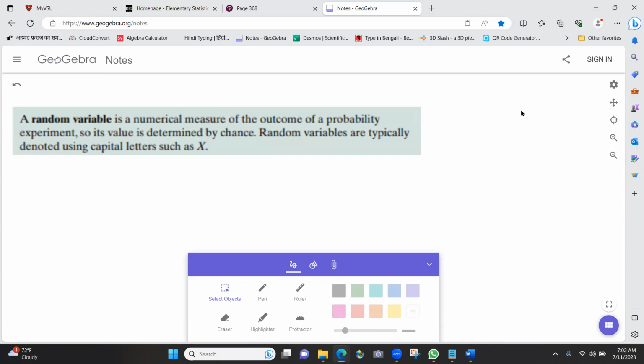Okay. So it's about random variables. So what's a random variable? A random variable is a numerical measure of the outcome of a probability experiment. So its value is determined by chance. I'll give you an example. Suppose you're tossing a coin twice, and your random variable is how many heads can you get? If you toss a coin twice, you can get heads 0 times, only tails. You can get heads once, or you can get heads twice. Those are your random variables.